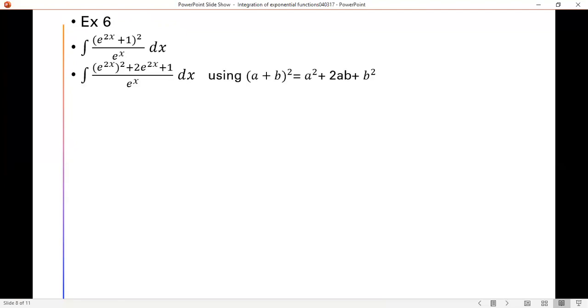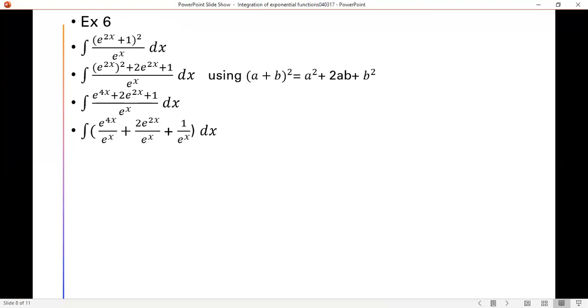Here we can make use of our formula (a plus b) squared, which is a squared plus 2ab plus b squared. So expanding, we have (e to the power of 2x) squared plus 2e to the power of x plus 1, which is e to the power of 4x plus 2e to the power of 2x plus 1. Next step is to divide: e to the power of 4x divided by e to the power of x, 2e to the power of 2x divided by e to the power of x, and the last term is 1 upon e to the power of x.